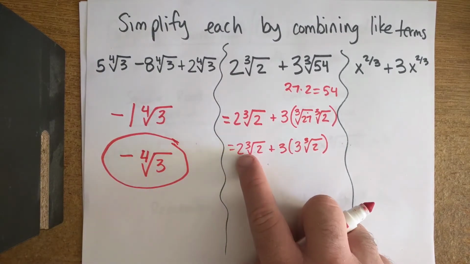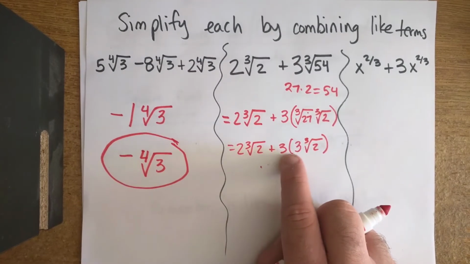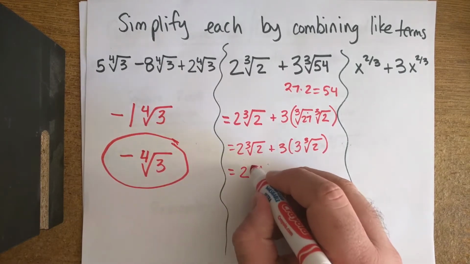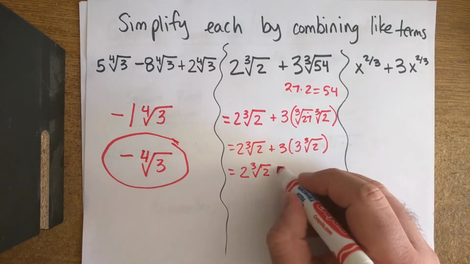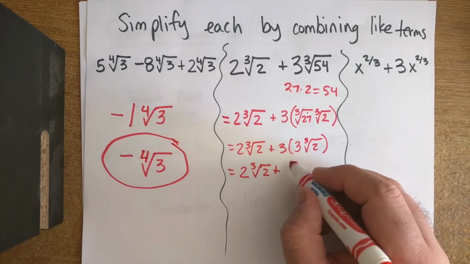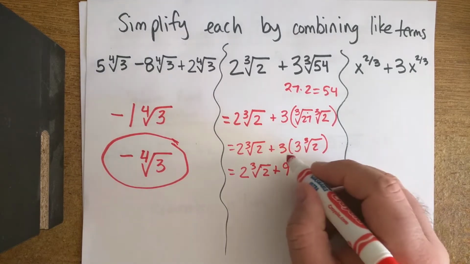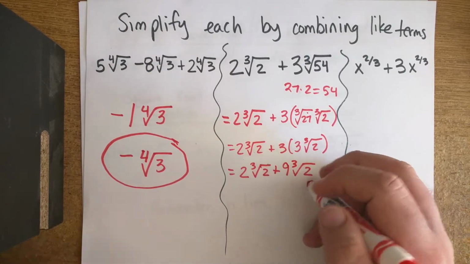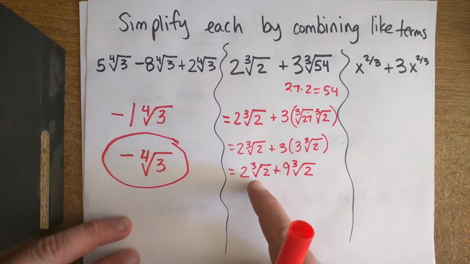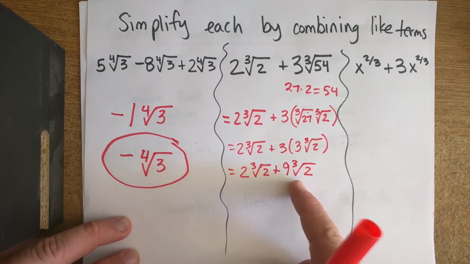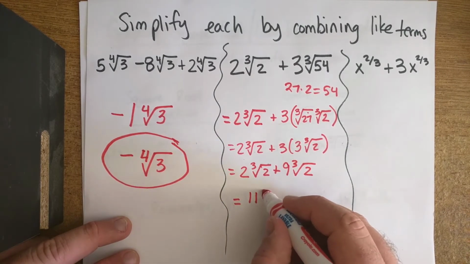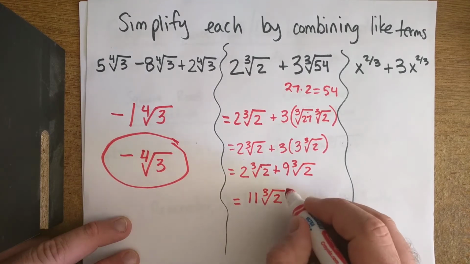Now, before I go in and add these like terms, I want to do 3 times 3, and that is 9. So I'm going to bring down 2 times the cube root of 2, bring down the plus sign, and 3 times 3 on the outside of the second cube root is 9. Bring this down. And now this problem is just like the first problem. I have 2 cube root of 2 plus 9 cube root of 2. 2 plus 9 on the outside is 11. And I just keep the cube root of 2. And that's it.